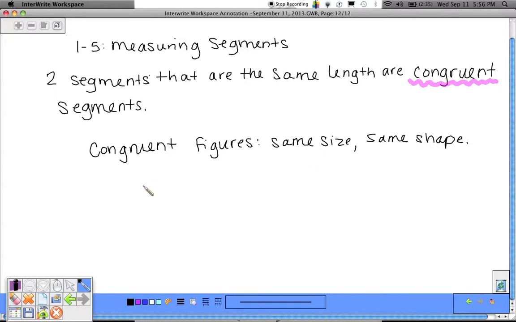One other thing that I want to point out before we continue is that the symbol for congruent is an equal sign with a little squiggly on top. So make sure that you know that, because I will probably just use that symbol from now on rather than writing out the word congruent. That's something that you need to be familiar with.